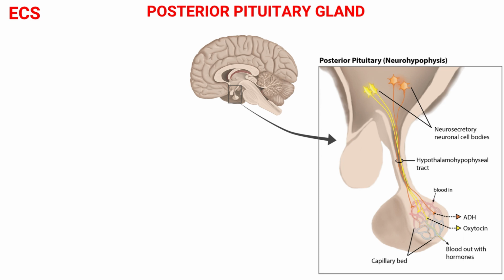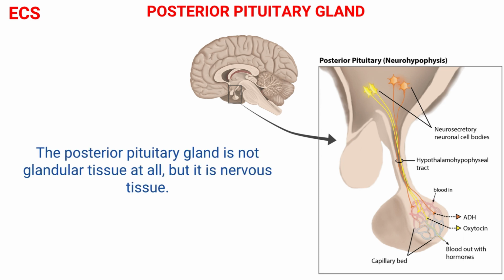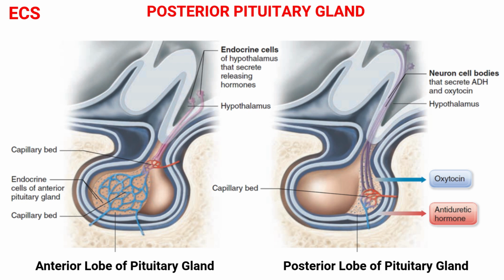Now we will see the posterior pituitary gland. The posterior pituitary gland is actually not glandular tissue at all, but nerve tissue instead. The posterior pituitary is a small extension of the hypothalamus through which the axons of some of the neurosecretory cells of the hypothalamus extend. These neurosecretory cells create two hormones in the hypothalamus that are stored and released by the posterior pituitary.